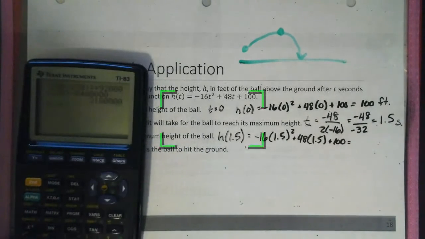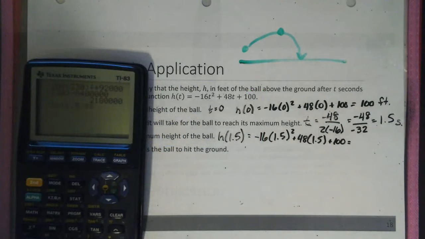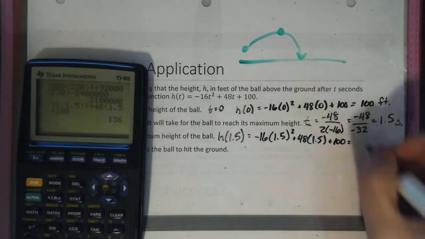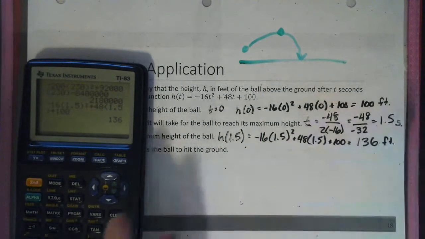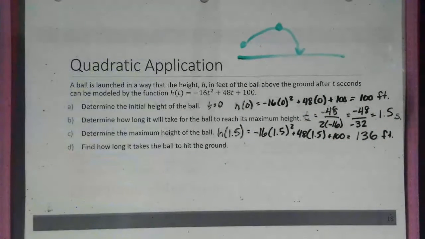We have negative 16 times 1.5 squared plus 48 times 1.5 plus 100. I'm getting 136. This one's a height, which we're measuring in feet. So it looks like the maximum height is 136 feet.